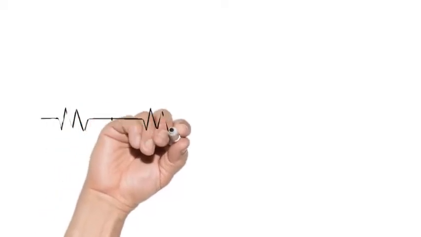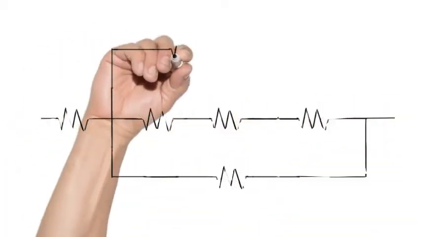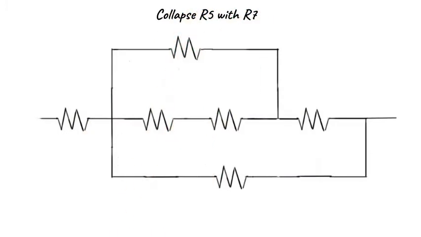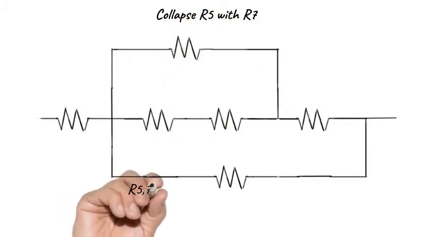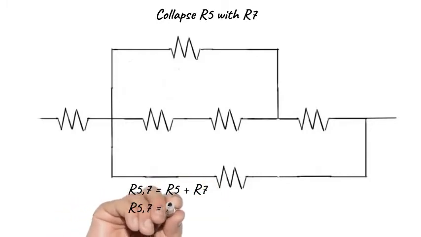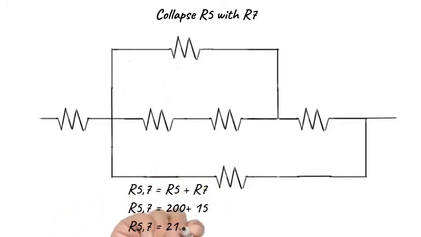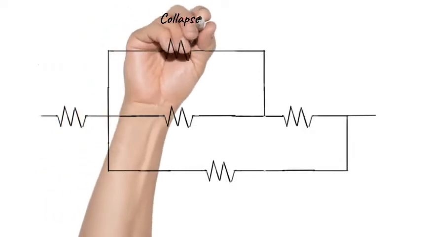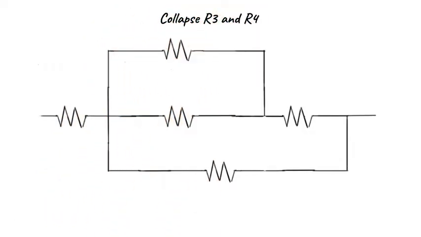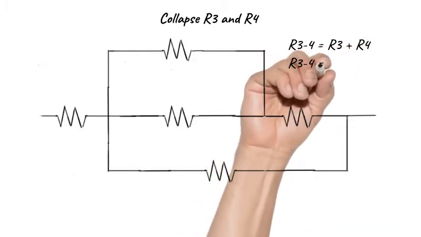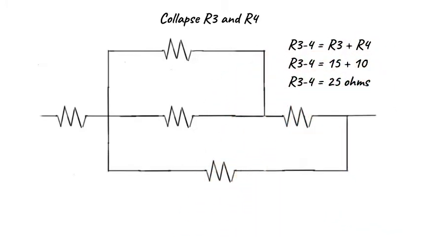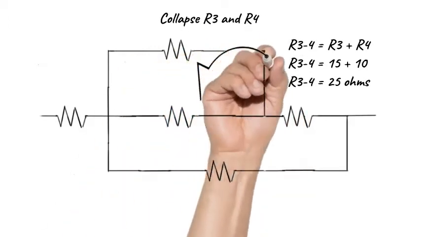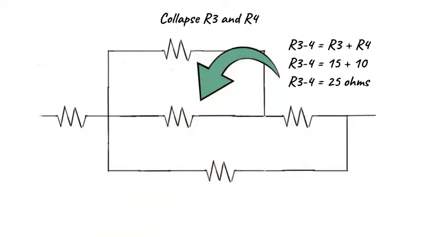We will then redraw the circuit with the intention of collapsing resistor 5 with resistor 7. To do that, we recognize that they are in series, and we will add resistor 5 to resistor 7 to get a total value of 215 ohms. Our next step will be to collapse the circuit once again to solve for the resistive value of our 3 and 4 together. And because they are in series, we add them for a total of 25 ohms.